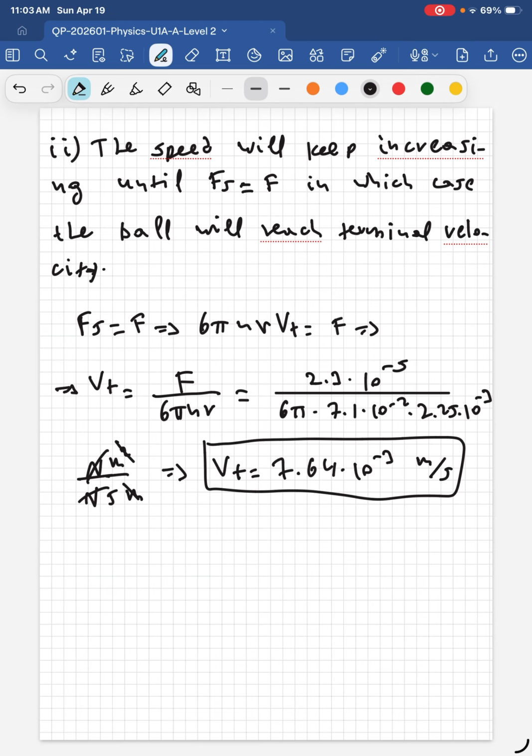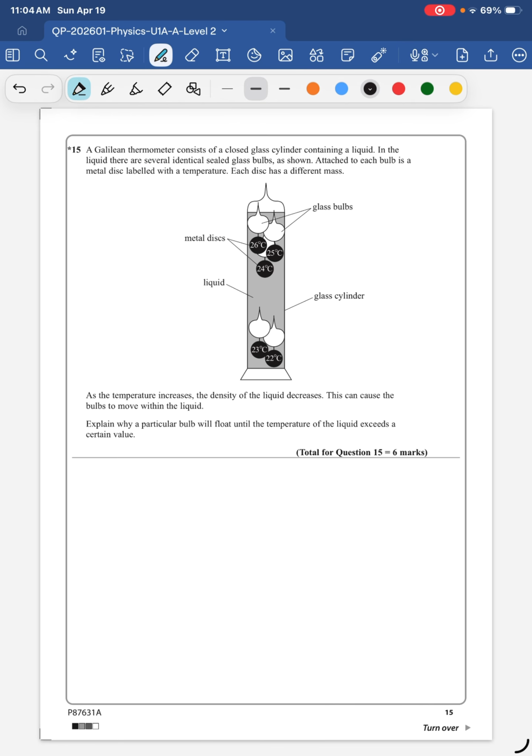Okay, so that's the final terminal velocity. Long problem, but again, I think straightforward. Let's move on to question 15. It's a long writing problem, and I frequently say that in writing problems, if the problem awards 6 marks, you should provide about 6 proving points, 6 sentences, something like that. So let's read the problem.